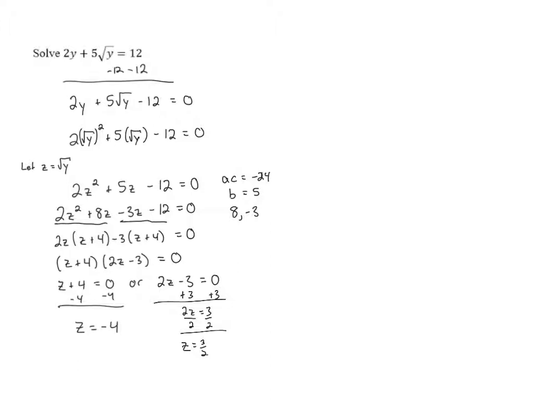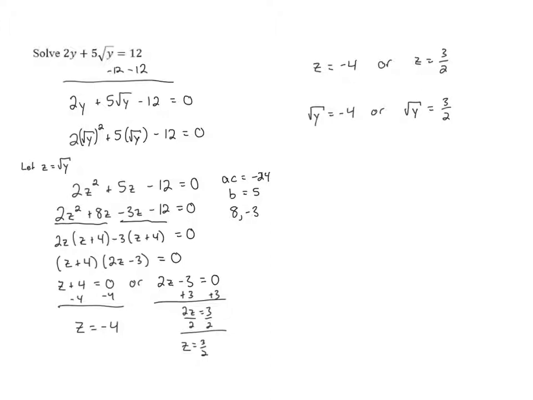I'm going to write these solutions up on the right-hand side just so that we have more room to work with. Z equals negative 4, or z equals 3 halves. Now, our original equation had y's in it, but we've solved for z, so we can't stop here. We need to use the substitution to write everything back in terms of y. So wherever we have a z, we have to replace that with the square root of y. So here we have the square root of y equals negative 4, or the square root of y equals 3 halves.